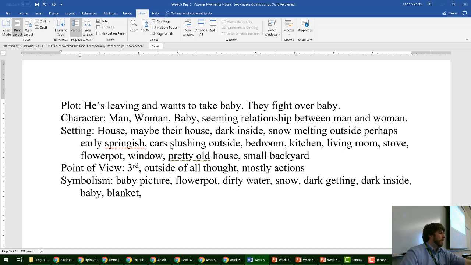I feel like when a flower pot breaks, that's got to be symbolic. Flower is what, life? The flower pot could represent maybe the baby, because it kind of sounds like the baby breaking. Could be a baby breaking at the end. So the flower pot could be the baby.